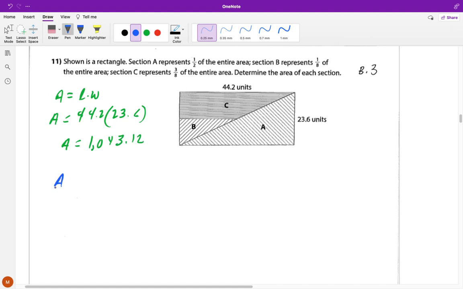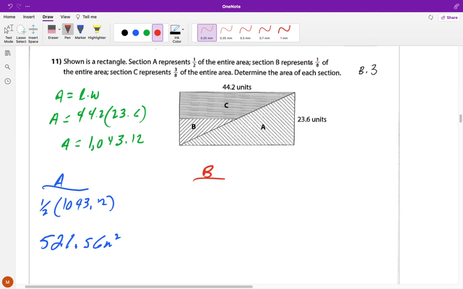Well, A represents half of it. So the area A is 1/2 of 1,043.12. So 1,043.12 divided by 2. That means that the area for A is 521.56 units squared.